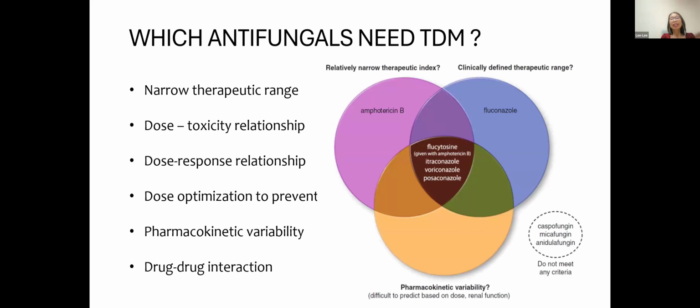So which antifungal agents need TDM monitoring? Drugs with a narrow therapeutic range, or drugs with a very variable pharmacokinetic profile, or drugs for which there has been proven clinically a dose-toxicity relationship or dose-response relationship. Antifungals that usually require TDM monitoring include itraconazole, voriconazole, posaconazole, and flucytosine. Usually amphotericin B, fluconazole, and echinocandins do not require routine TDM monitoring.